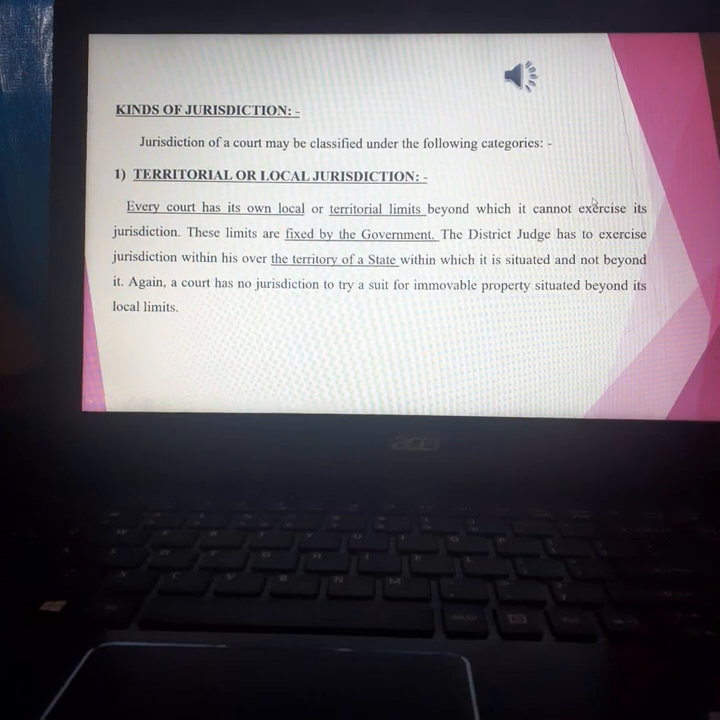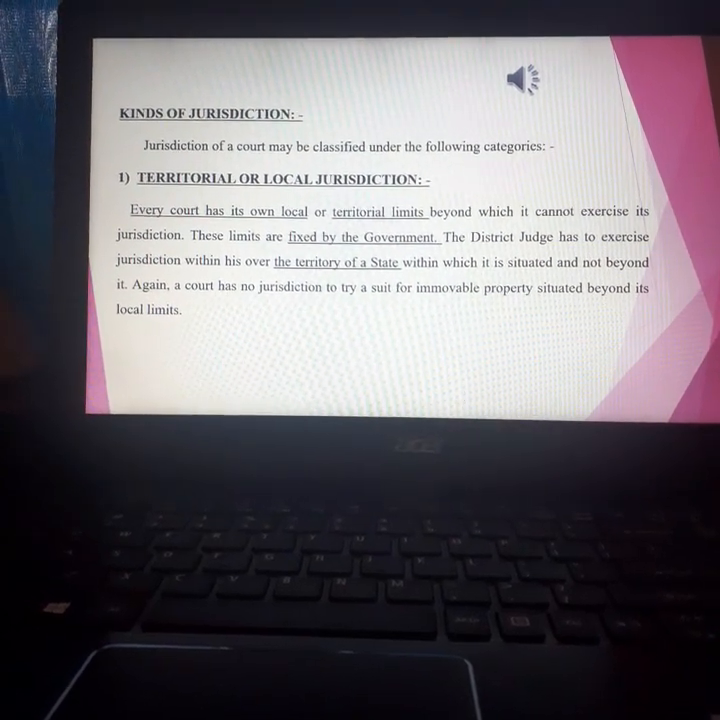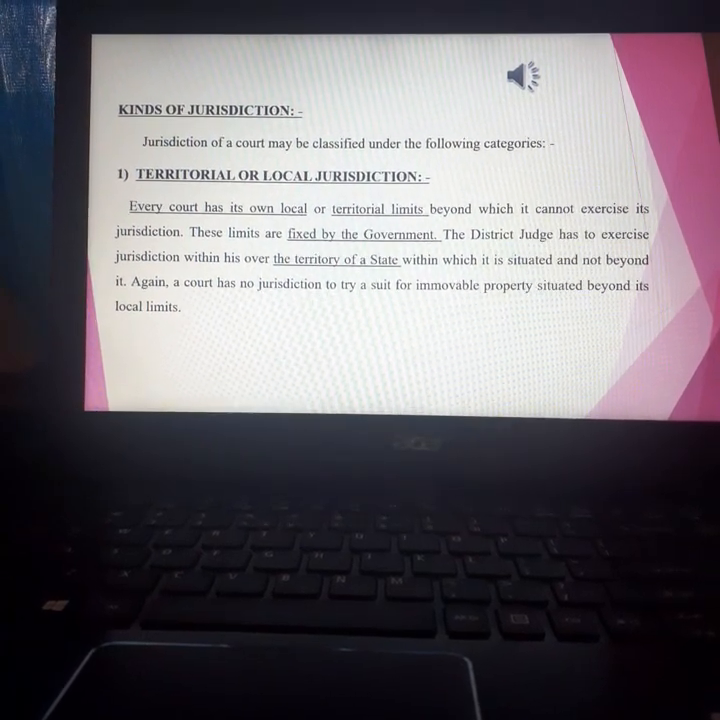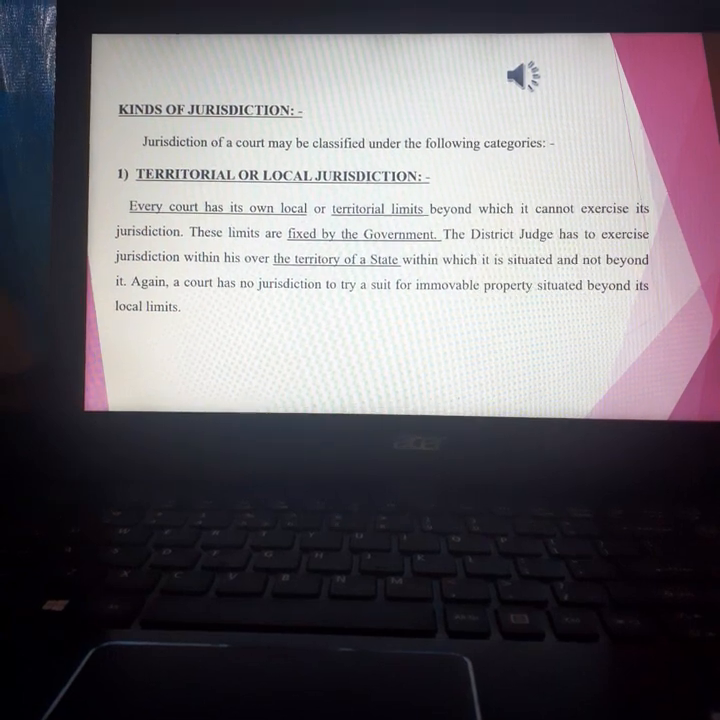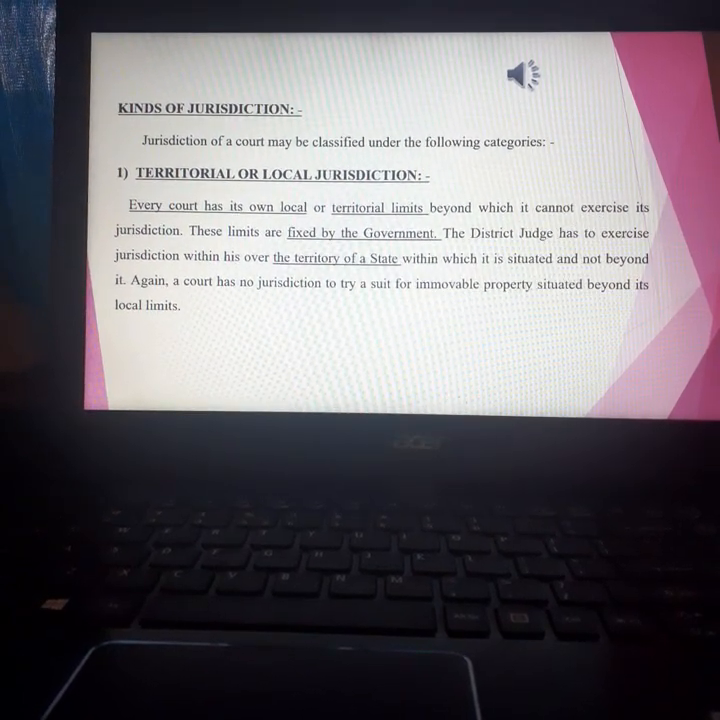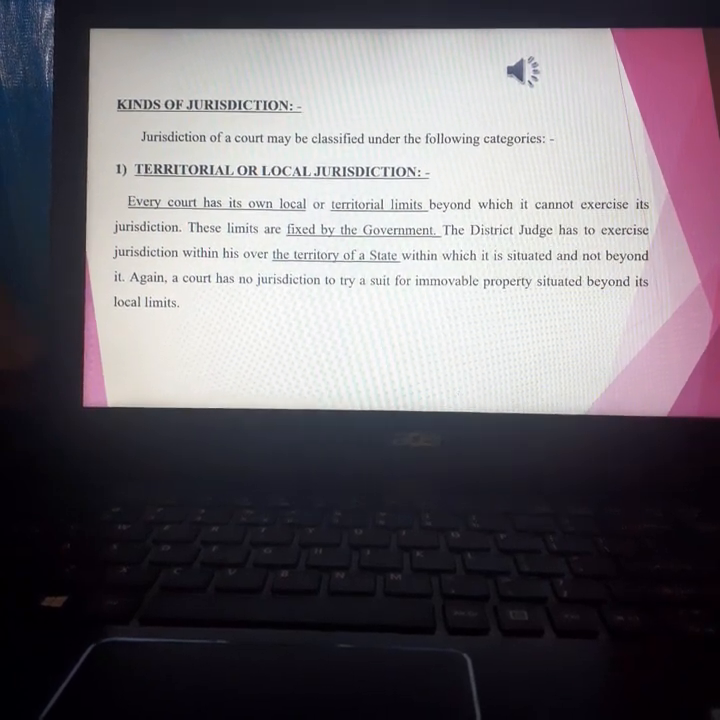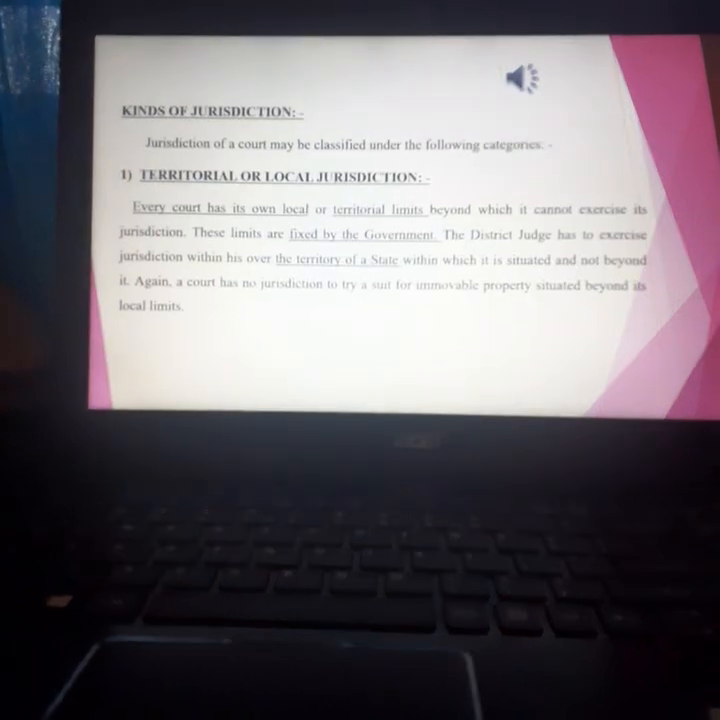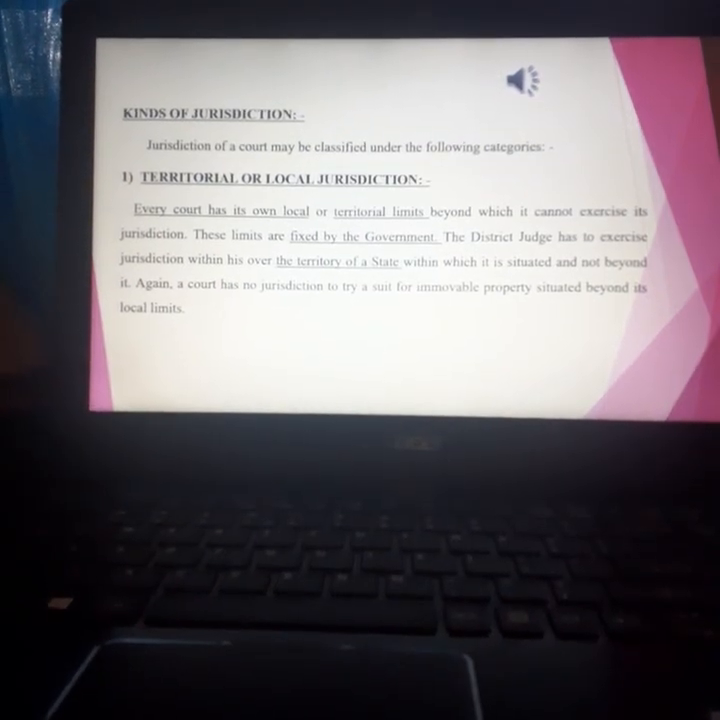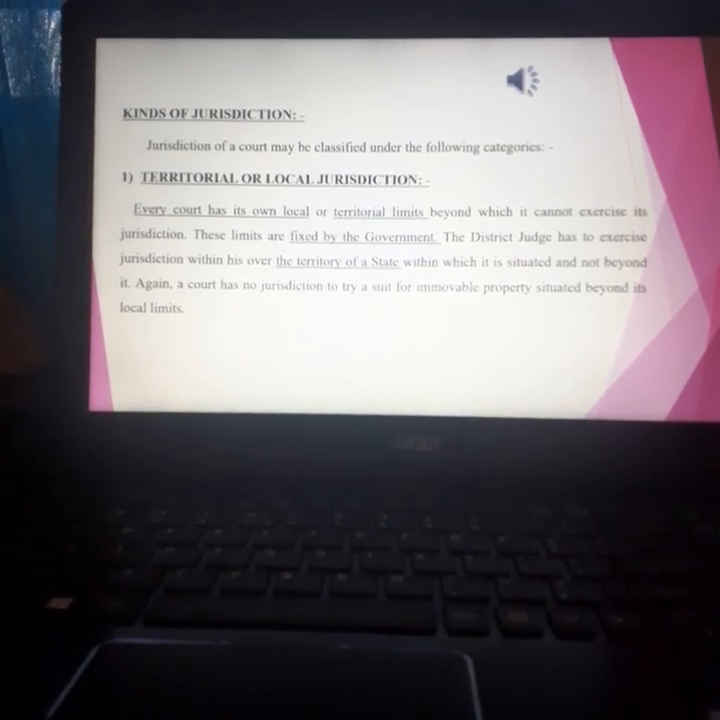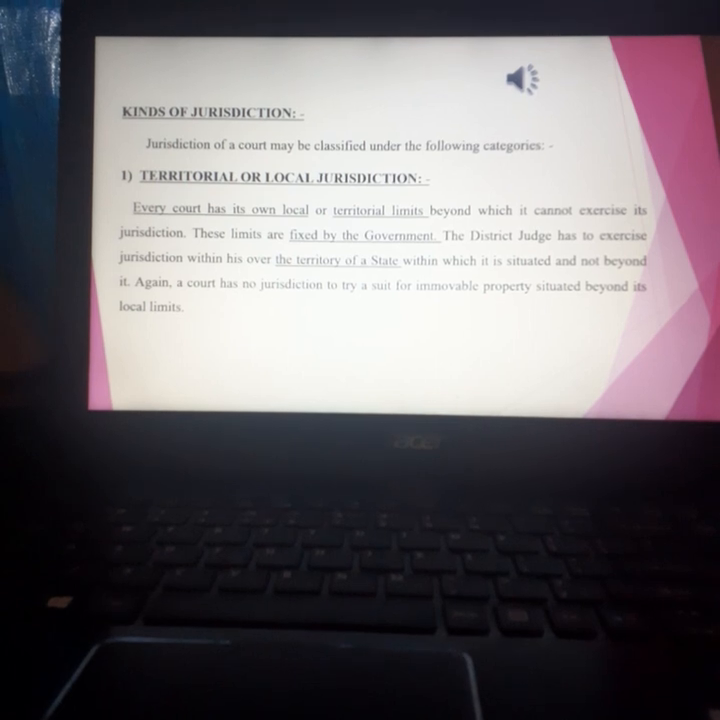Kinds of jurisdiction. Jurisdiction of a court may be classified under the following categories. First one, territorial or local jurisdiction. Every court has its own local or territorial limits, beyond which it cannot exercise its jurisdiction. These limits are fixed by the government. The district judge has to exercise jurisdiction over the territory of a state within which it is situated and not beyond it. Again, a court has no jurisdiction to try a suit for immovable property situated beyond its local limits.